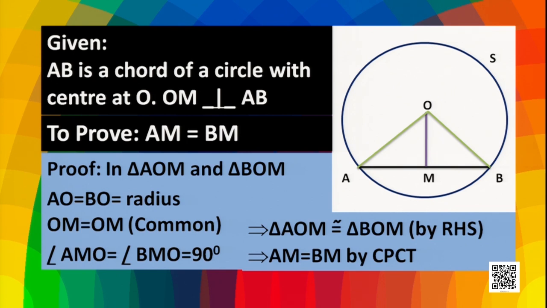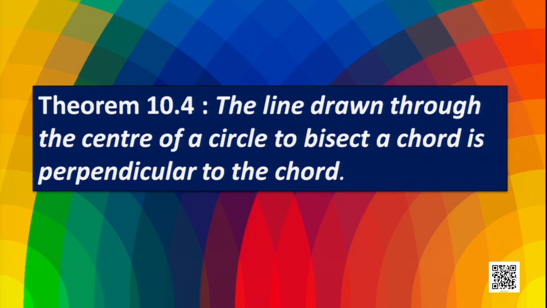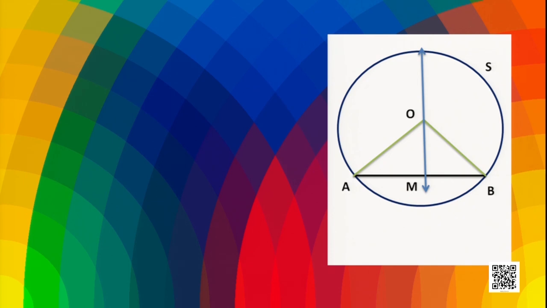Now what will be the converse of this? If a line from O bisects AB, will it be perpendicular? So the converse of this theorem is stated like this. The line drawn through the center of a circle to bisect a chord is perpendicular to the chord. So let's see. This is the figure. S is the circle, O is the center, and AB is the chord. And a line through O is drawn such that it bisects AB.